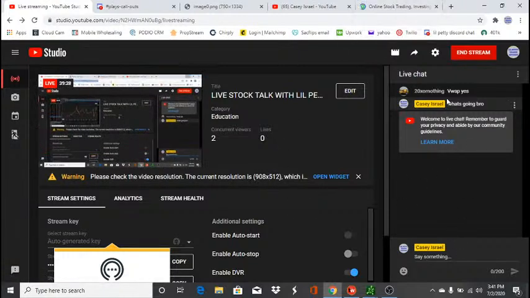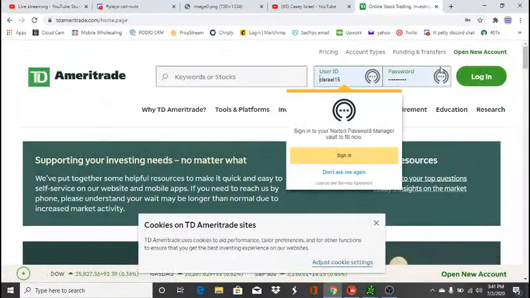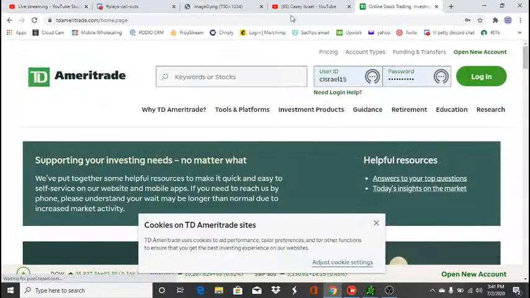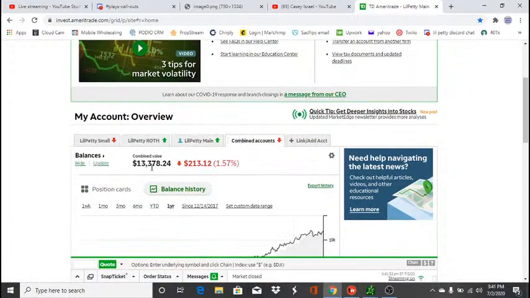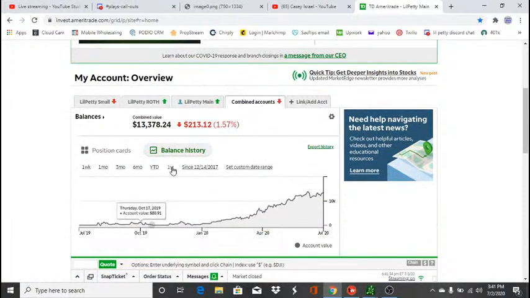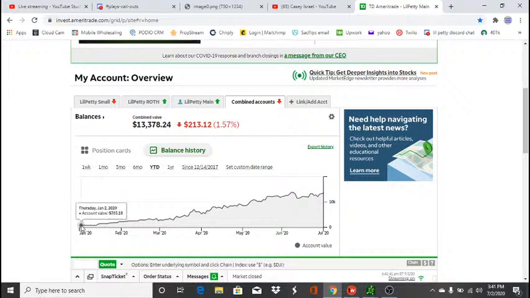But we back though. So look, I'm gonna log in. I'm gonna show you guys my stuff. I don't give a fuck. I'm gonna show you guys everything. My combined accounts, I got 13 bands. Look at the growth from the 1 year. This is what I want to show you guys. Year to date, I was a $500 guy in January. Now I got 13 bands.